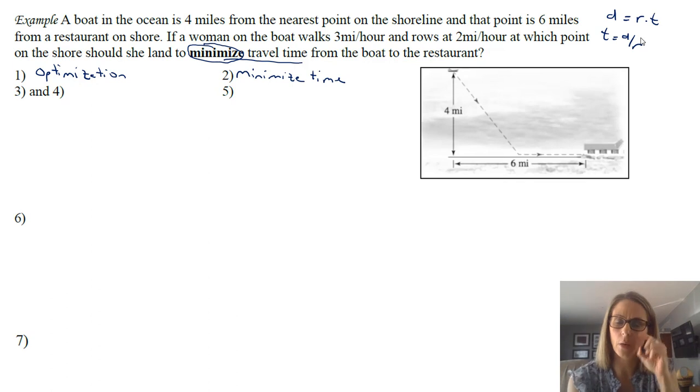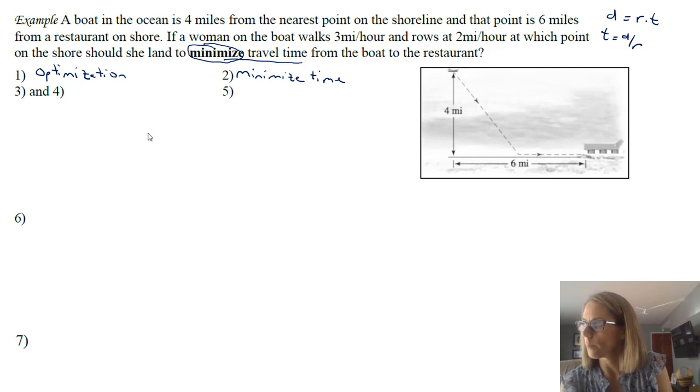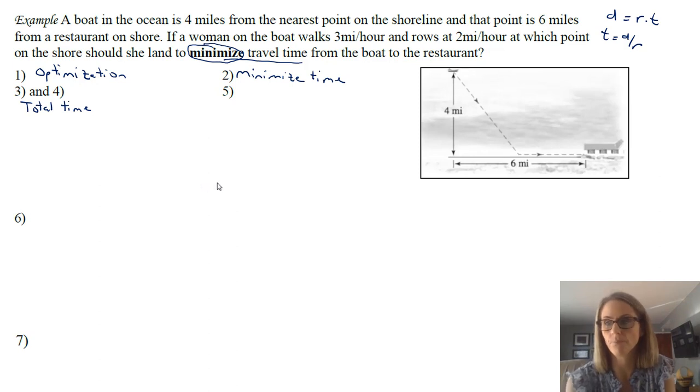And so what we have to think about is, if we're looking at this picture here, we have the boat to the shore, and then we have from the shore over to the restaurant. And because we have different distances, and because this woman can do things at different rates, there's some magical spot where she can land on the shore and basically minimize her travel time. And that's what we're trying to find. So the thing to think about for number 3 and 4 would be that we want to come up with an equation for the total time that it's going to take this woman.